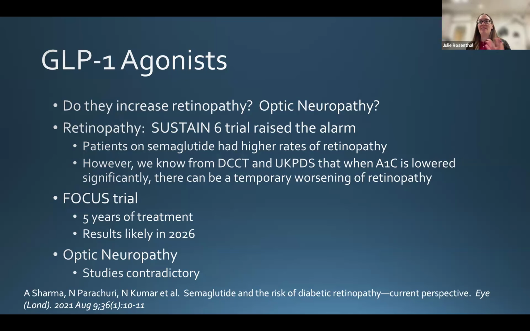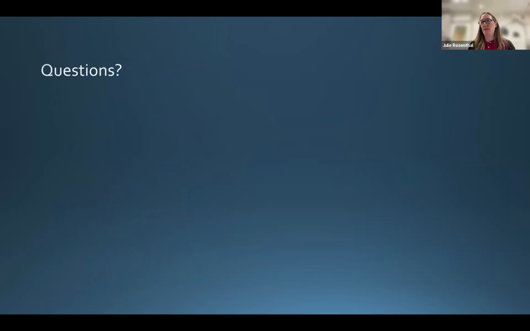Optic neuropathy, the studies are contradictory. And when I talk to my colleagues in neuro-ophthalmology, they're not restricting its use because there are so many other benefits for your patients, mortality, things like that are very important. And so, for something that we just don't know about, none of us are really restricting their use in patients because of the eye complications. All right, thank you. Sorry to go over a little. I'm happy to answer any questions.